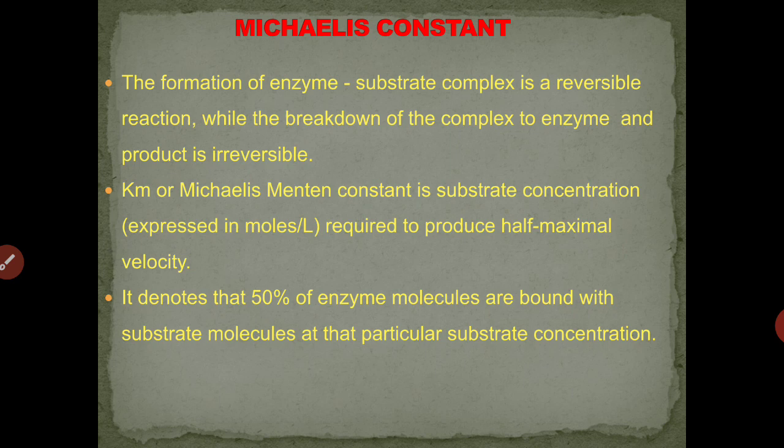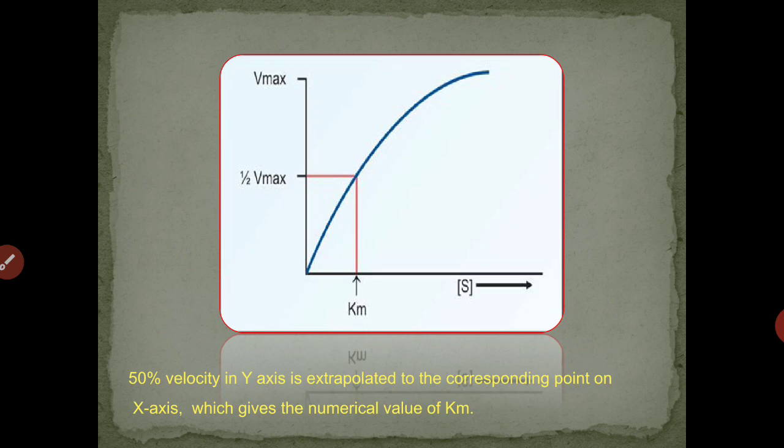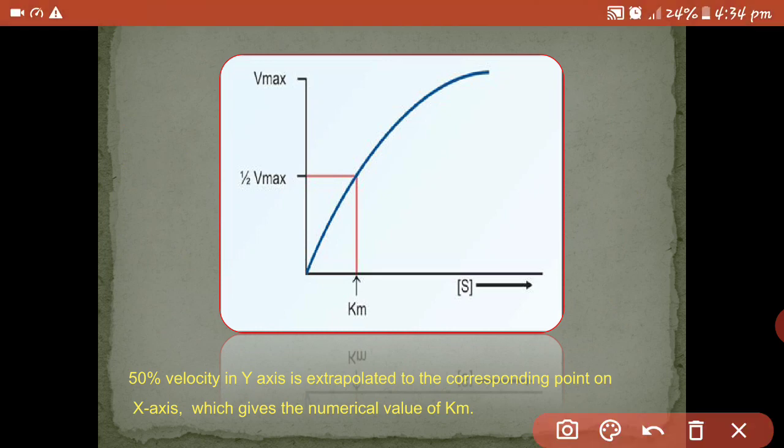So that is called Km, and it is expressed in moles per liter. The Km value will be expressed in moles per liter. So this is your Km. Half of the Vmax, or maximal velocity, will be expressed as Km. Here the 50% velocity on the y-axis is extrapolated to the corresponding point on the x-axis. So that gives you a numerical value of your Km.